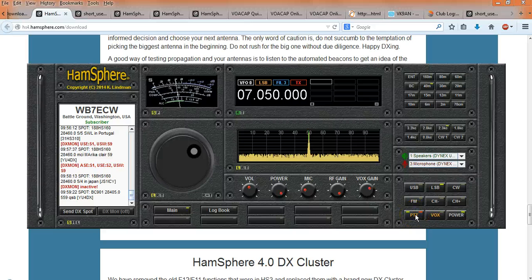Is this frequency in use? I'm not hearing anything, so I'm going to start calling CQ. Hello CQ, CQ, CQ. CQ 40 meters. This is Whiskey Bravo 7, Echo Charlie Whiskey.